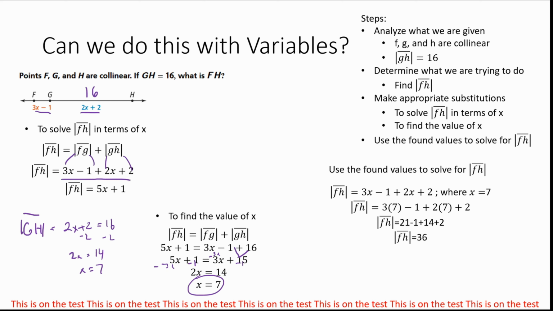What we can do for a shortcut, so we know that the length of line segment FH is equal to 5 times x plus 1, and if x is 7, I could just say that, right? I took 5x plus 1 where x equals 7. So 5 times 7 plus 1, and that's equal to the length of line segment FH. So now I have checked two different ways, and I've gotten 36 both times. So I can confidently say that yes, we can use variables to solve the segment addition postulate, and we can also feel pretty confident in our answer of 36.